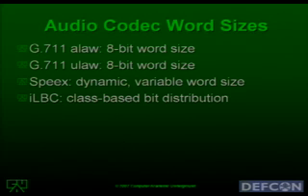And iLBC actually uses a class-based bit distribution. What it does is it takes all of the audio samples, it classifies the bits in each sample, and then it rips all those bits apart and groups them by class, and then embeds that in RTP. So in that case, you may have all of the least significant bits all at one end of the RTP packet payload. So that would require its own type of custom embedder as well.